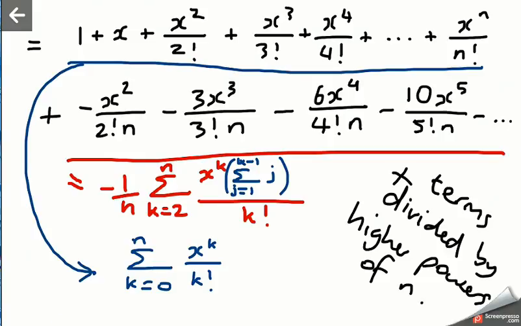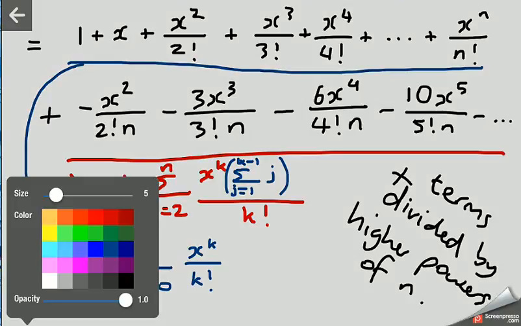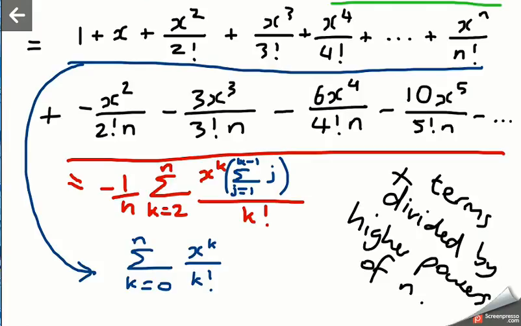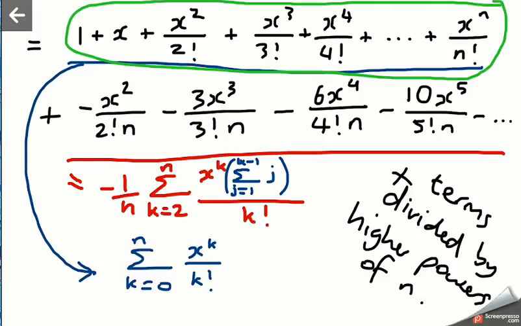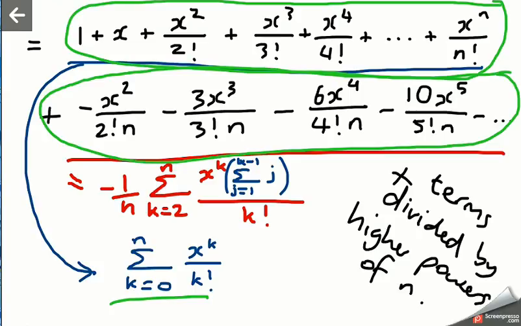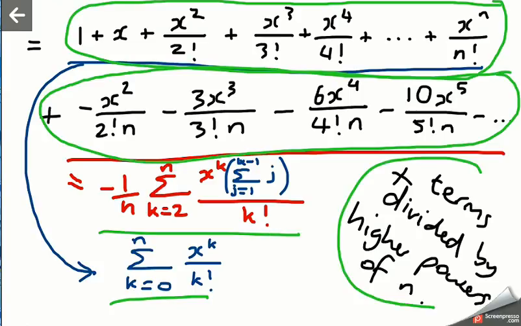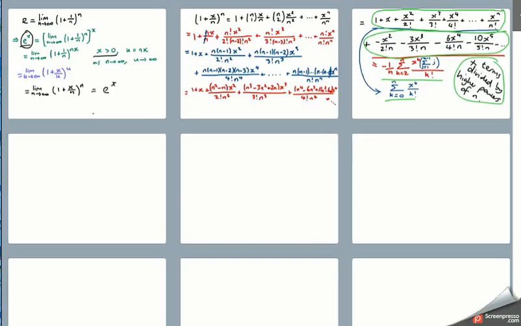So what have we got here? Well, we've got this thing. Let me use a new color just to highlight what we have got. We've got this thing here, which turns out to be just that formula there. And we got this thing here, which turns out to be this thing here. And we got terms divided by higher powers of n. So let's summarize that because it's a bit muddled at the moment.